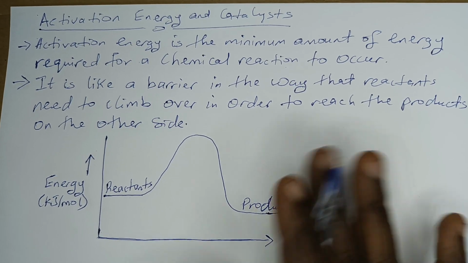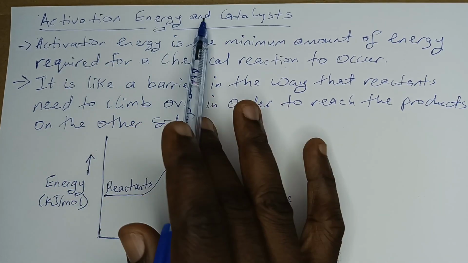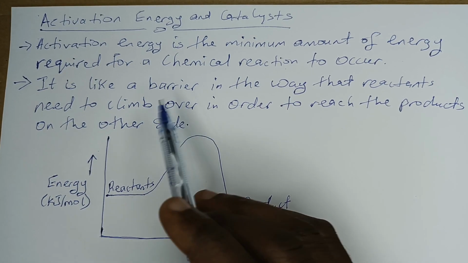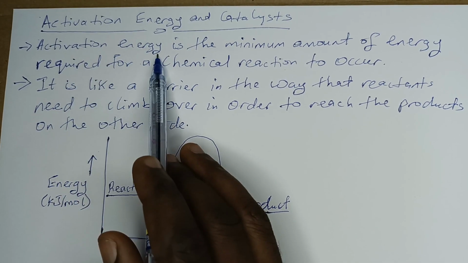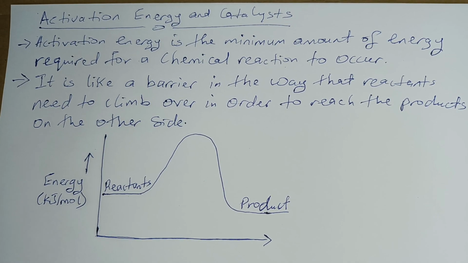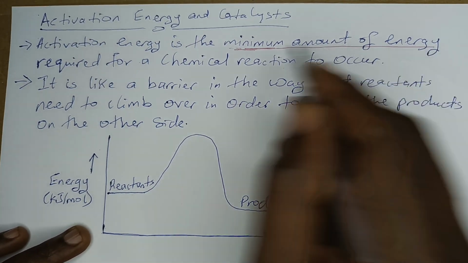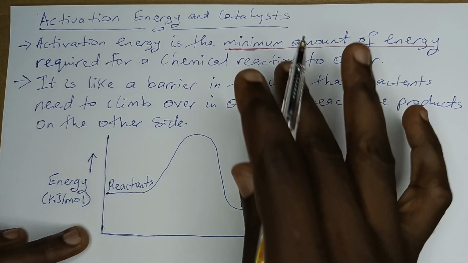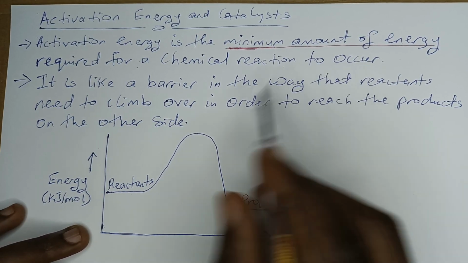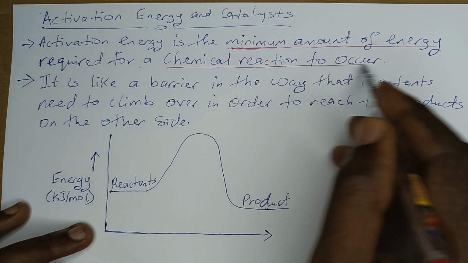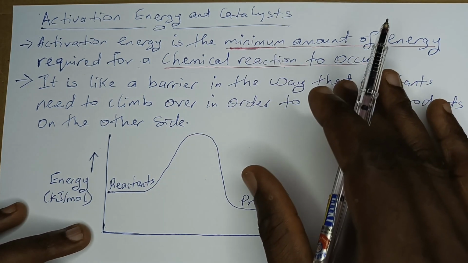Today, we'll be discussing activation energy and catalyst. Now, what is activation energy? Activation energy is the minimum amount of energy required for a chemical reaction to occur. It means before a chemical reaction can occur, there is an energy needed to make it happen.